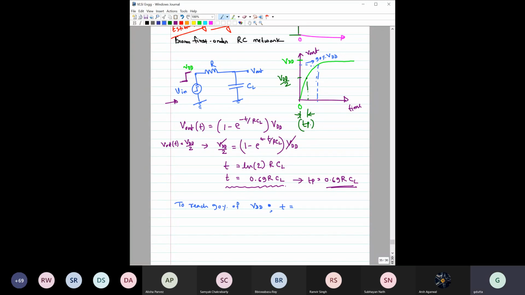Yes. Shubhayan, can you tell me? RC ln 10. 2.3 RCL. Around 2.3, yes, 2.3 RCL, right? Okay. Sometimes this RCL is also written as tau, the basic time constant. So it is written as 2.3 times tau. Anyway, those parts we can discuss later, next class.